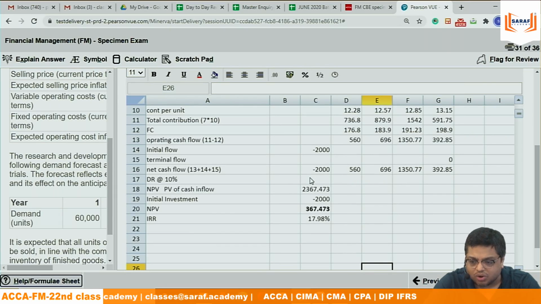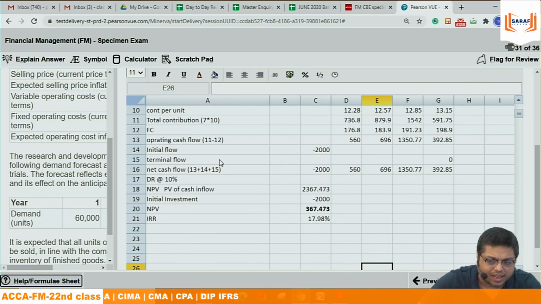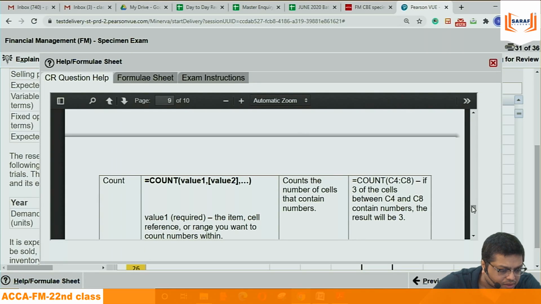When Excel is allowed, we will be using Excel functions. Why would I be doing the calculations, discounting factor table and all that? The table is also there. Don't worry, the table will be there. Here the table is not given, but the table will be there, formulas and tables. I think in this only they must be giving the table.